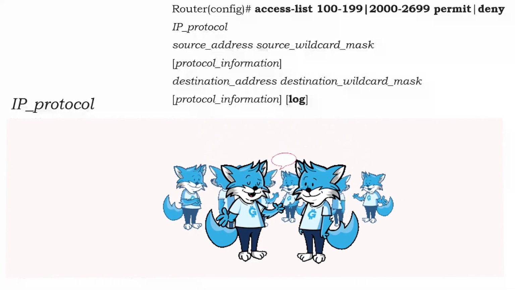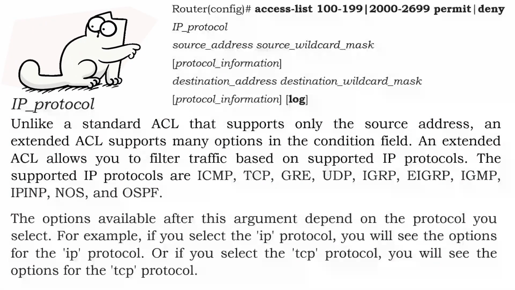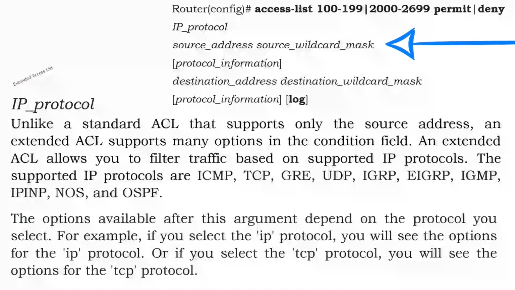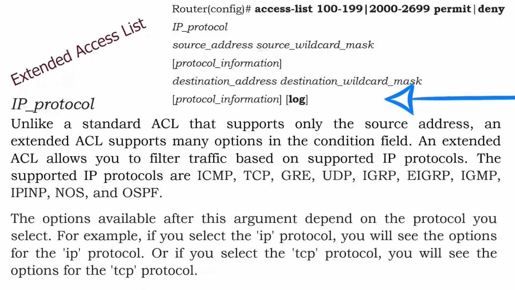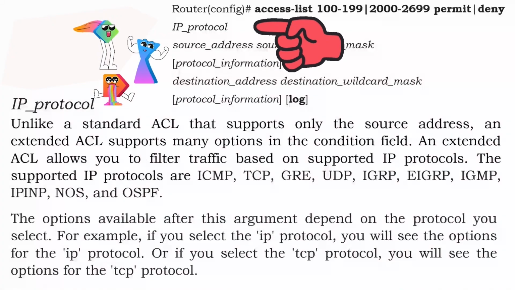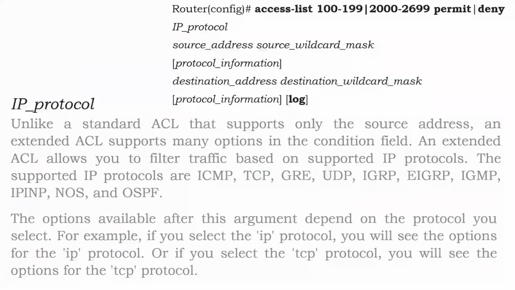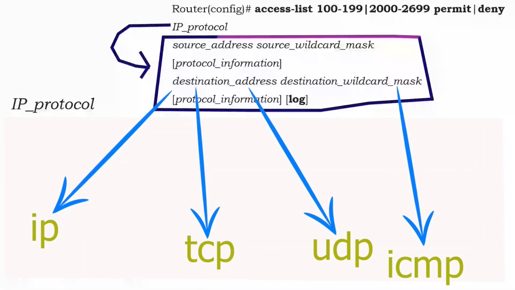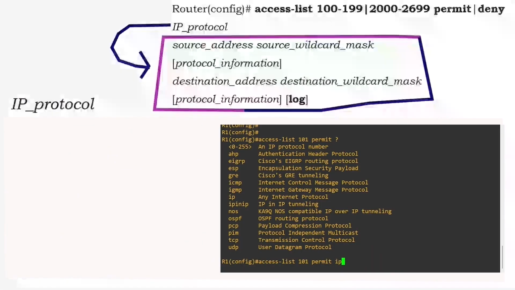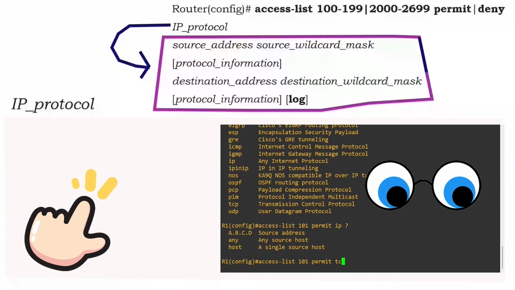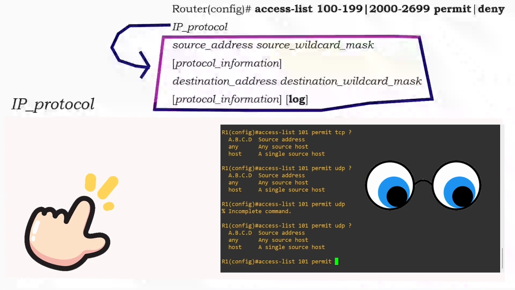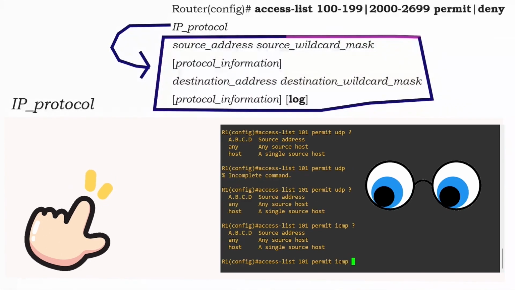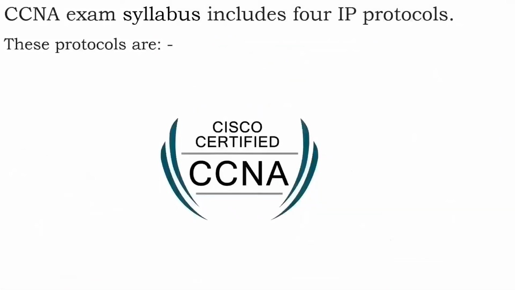Now let's understand the criteria of the extended access list. Unlike a standard ACL that supports only the source address, an extended ACL supports many options in the condition field. An extended ACL allows you to filter traffic based on supported IP protocols. The options available after this argument depend on the protocol you select. For example, if you select the IP protocol, you will see the options for the IP protocol. Or if you select the TCP protocol, you will see the options for the TCP protocol.